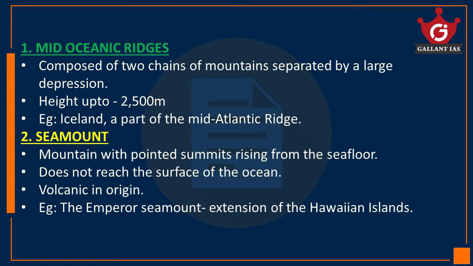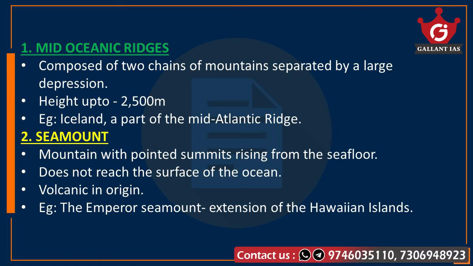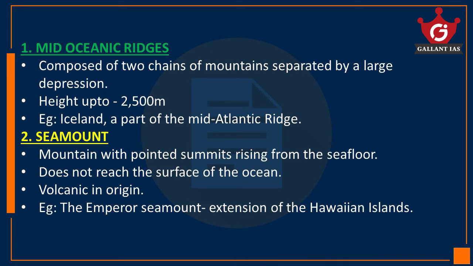The first one is the mid-oceanic ridges. A mid-oceanic ridge is composed of 2 chains of mountains separated by a large depression. This is the definition given in the NCERT textbook, so please make a note of that. Here the height of this particular mountain can reach up to 2500 meters, and some even reach above the ocean surface. Iceland, which is a part of the mid-Atlantic ridge, is a very good example of this type. This example is also from the NCERT, so please try to make a note of that.